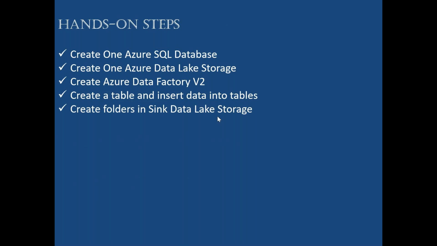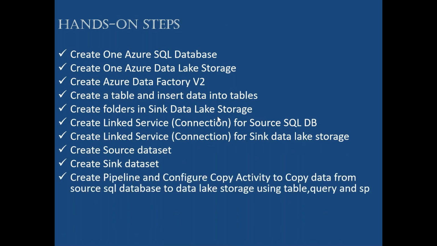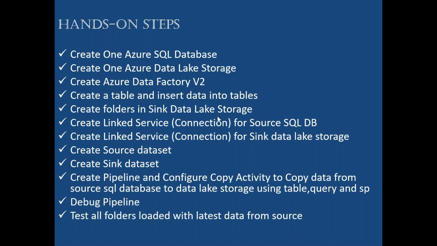Then we need to create folders in the sink ADLS. We need to create a linked service for source and a linked service for sink, so a source data set and a sink data set. We need to create a pipeline and configure the copy activity to copy data from the source DB to ADLS Gen2 using the table, query, and stored procedure options. So we need to debug the pipeline. We need to test that all folders are loaded with the latest data from source. Okay, so this is what we need to do, Tim.